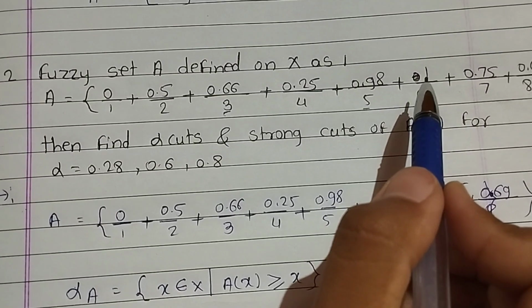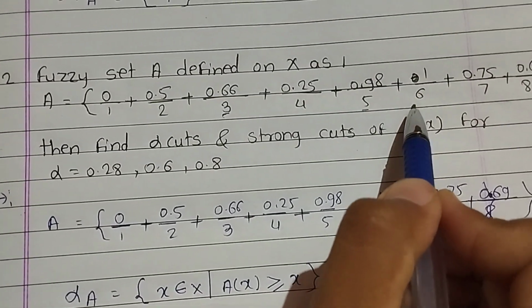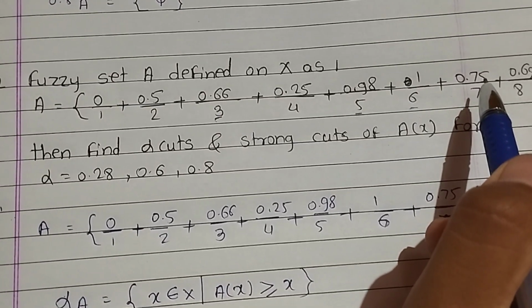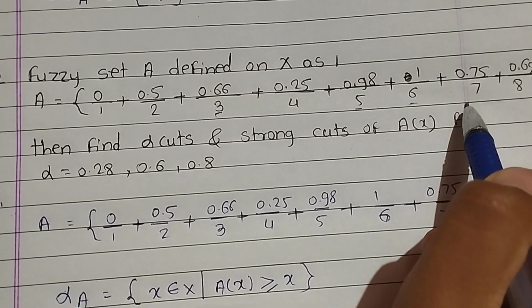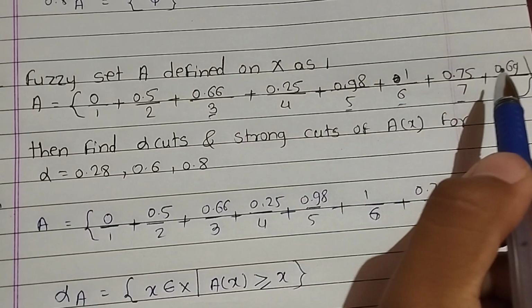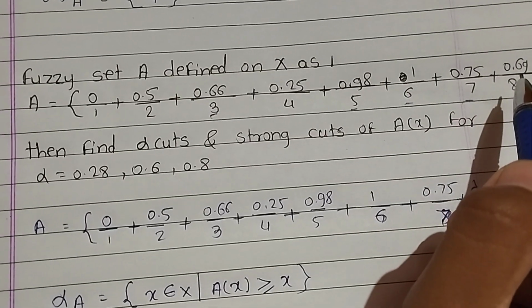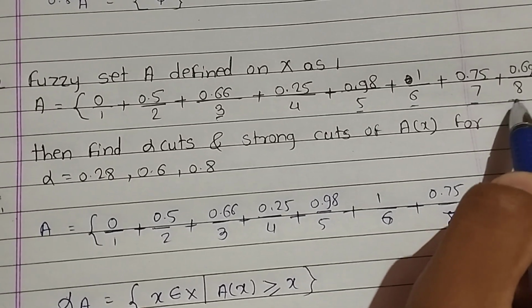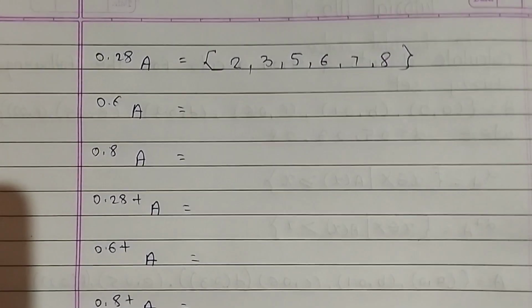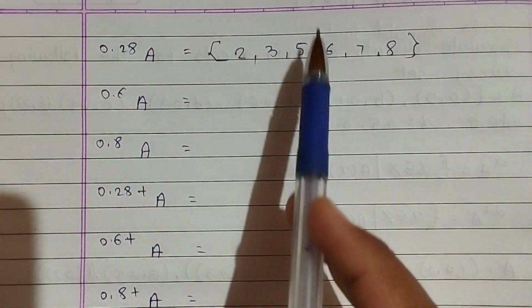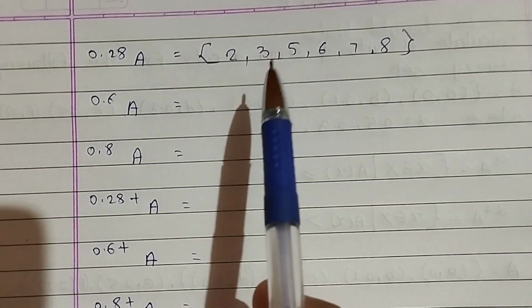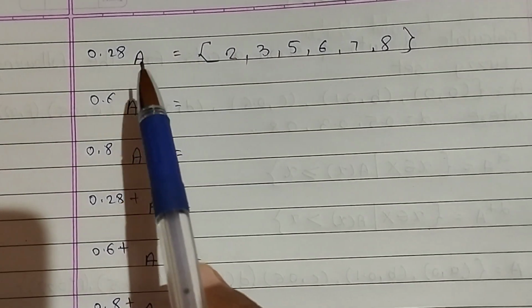Then 1 is greater than equal to 0.28? Yes. So 6. Now 0.75 is greater than equal to 0.28? Yes. So 7 is also. And 0.69 is greater than equal to 0.28? Yes. So 8. So we write all these values of x. These are the values of x which have images greater than equal to 0.28.